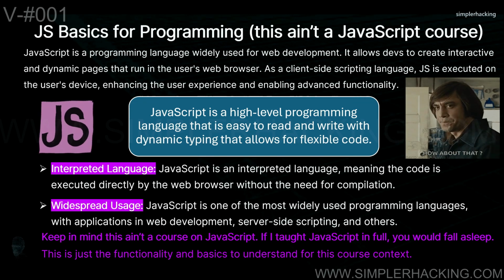JavaScript is a high-level programming language that is easy to read and write, with dynamic typing that allows for flexible and adaptable code. JavaScript is an interpreted language, meaning the code is executed directly by the web browser without the need for any annoying compilation. It's one of the most widely used programming languages, with applications in web development, server-side scripting, and others.